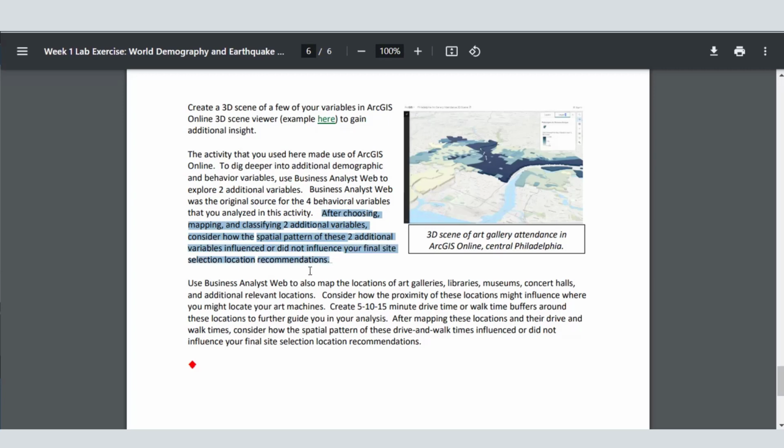Take a look at these variables. You have a lot at your fingertips. I've only selected 4 for this lesson, but I encourage you to dig into these tools. Look at libraries, museums, art galleries, concert halls, and other relevant locations. How the proximity of these locations might influence where you might locate.